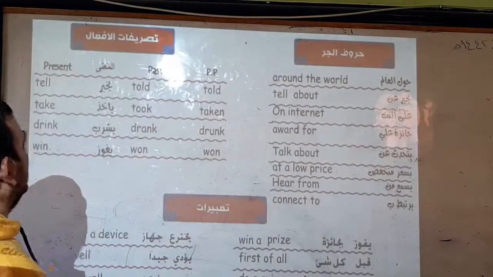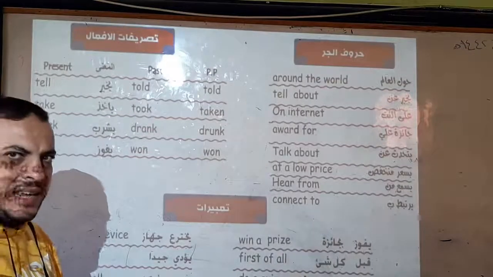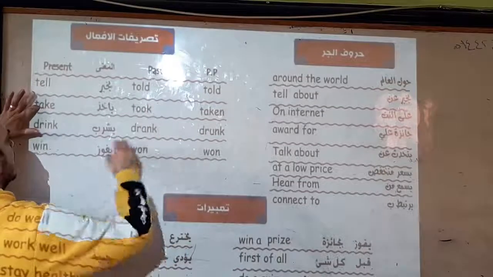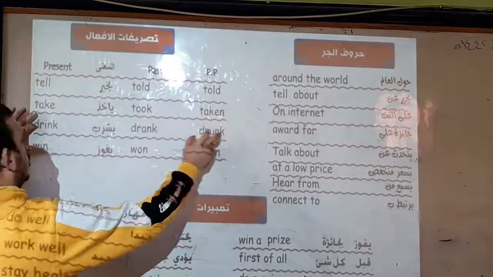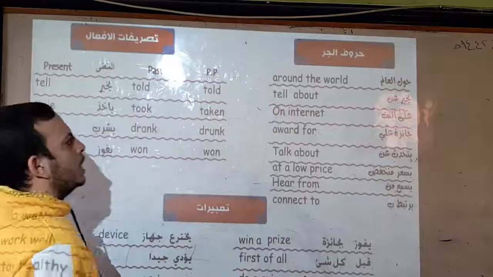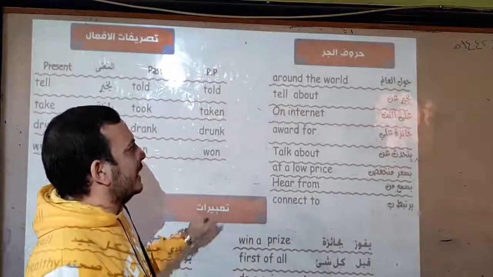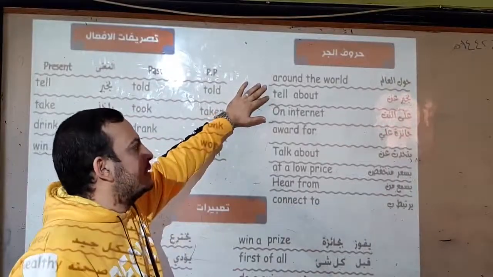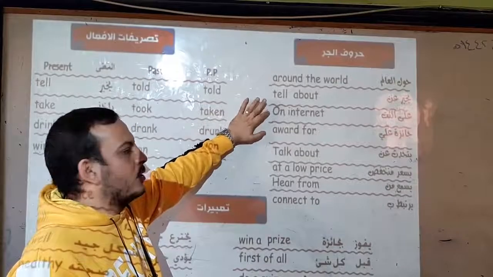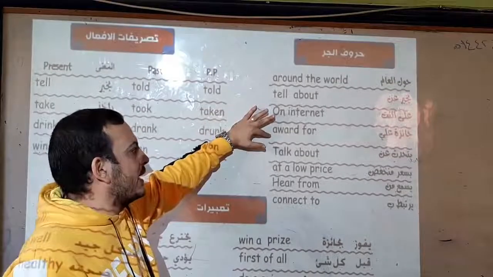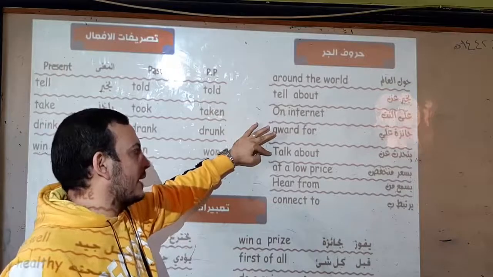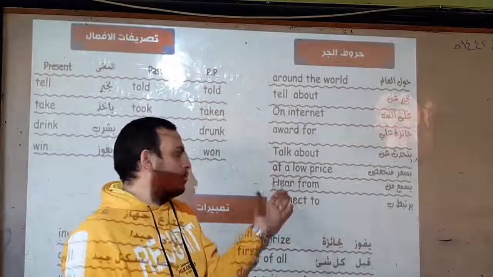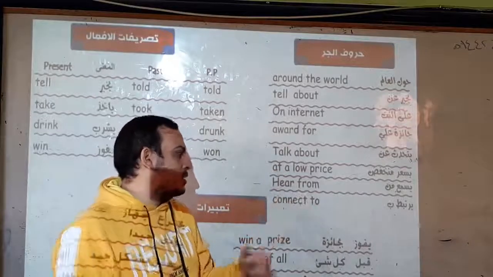Okay, now let's go to the next slide: conjugation of verbs، تصرفات الأفعال. Tell, told, told; take, took, taken; drink, drank, drunk; win, won, won. Four prepositions، حروف الجر اللي عندنا: around the world، حول العالم؛ tell about؛ on the internet، دايما on the internet؛ award for، جايزة على أو مقابل؛ talk about، تحدث عن حاجة معينة؛ at a low price، at a high price، سعر عالي، هنا معناها سعر منخفض؛ hear from، يسمع من؛ connect to.